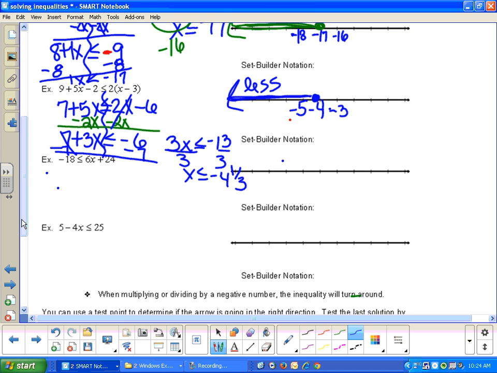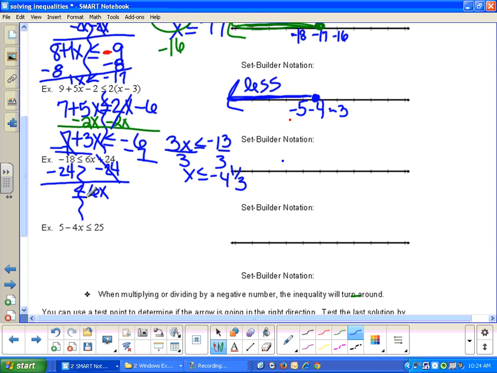Okay, this one was another issue. With negative 18 on one side, you have 6x plus 24 on the other. We're going to start up there. It's going to have to be subtracted. You don't want to move 18, that's not going to accomplish anything.